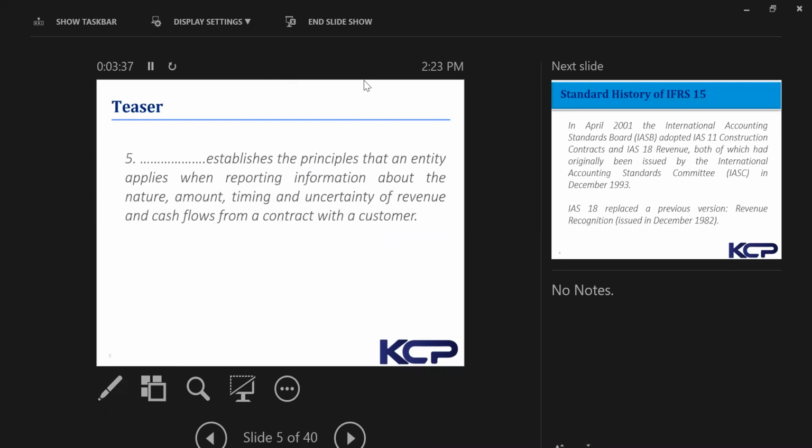Dash establishes the principle that an entity applies when reporting information about the nature, amounts, timing, and uncertainty of revenue and cash flow from a contract with a customer. Nobody? So if you want to get the answer to it, listen as we go on.